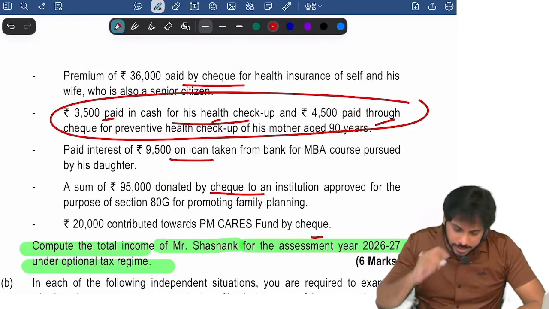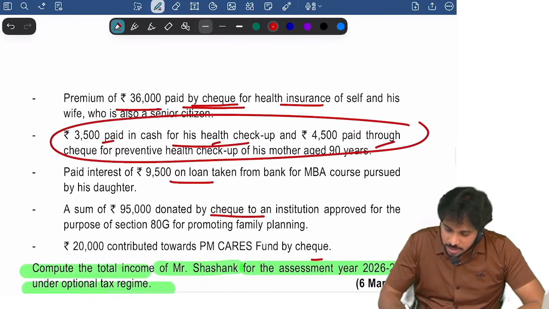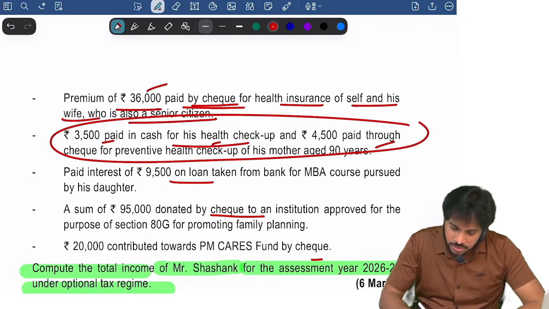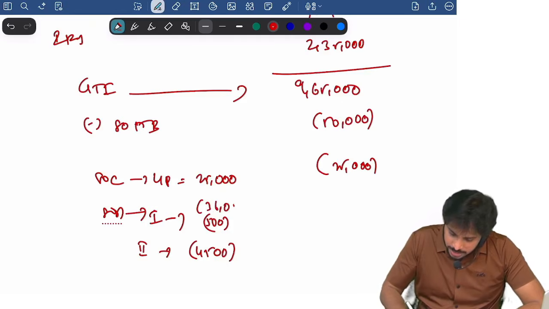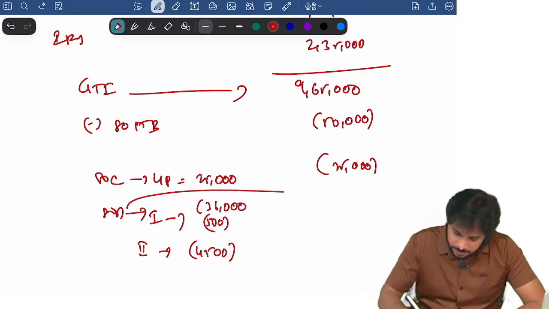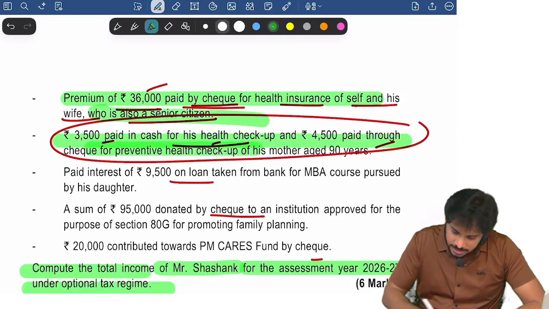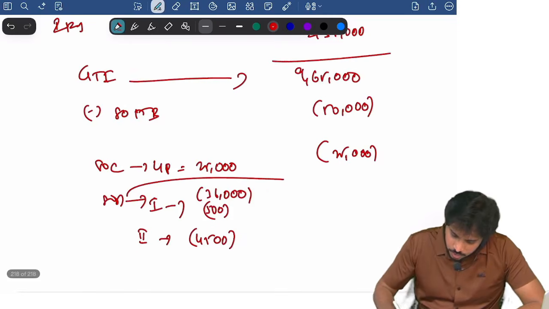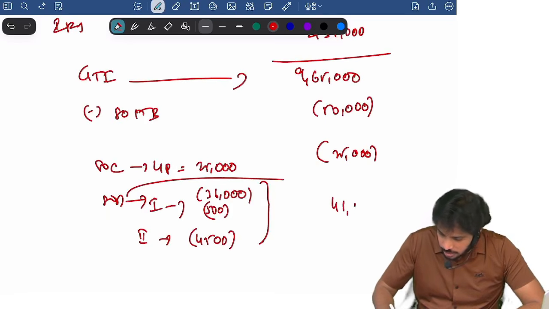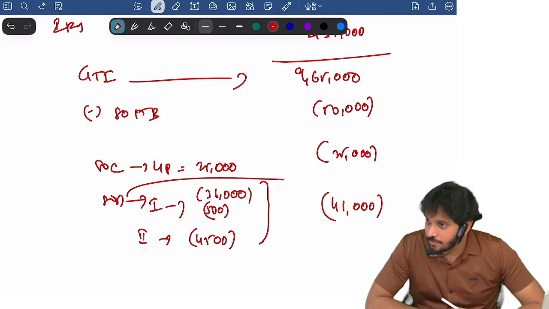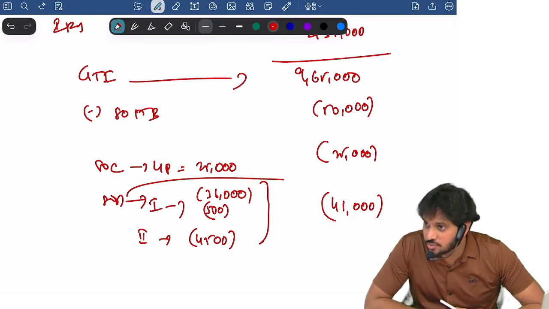So now look at category 1. 36,000 paid by cheque for health insurance of self and spouse, also senior. Okay, 36,000 I can happily claim. Correct? Then did he pay any loan? That's it. Over. So the answer is what? 41,000. Correct? 80D answer is 41,000.